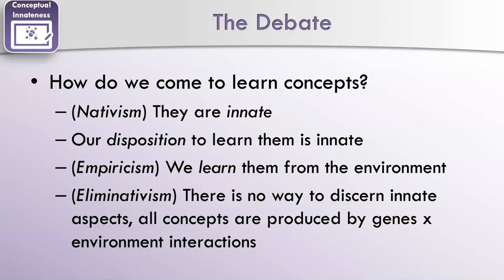So here's the debate about innate concepts. How do we come to learn them? Well, it could be that they are innate, or that the disposition to learn them is innate. Or they're not innate at all, we learn them all from our environment. The last one I have to include for the sake of completeness, eliminativism, which is there's no way to discern innate aspects. All concepts are this complex mush of gene by environment interactions. And so there's no way to actually attribute what portions of them are innate or acquired by the environment. Everything is everything.